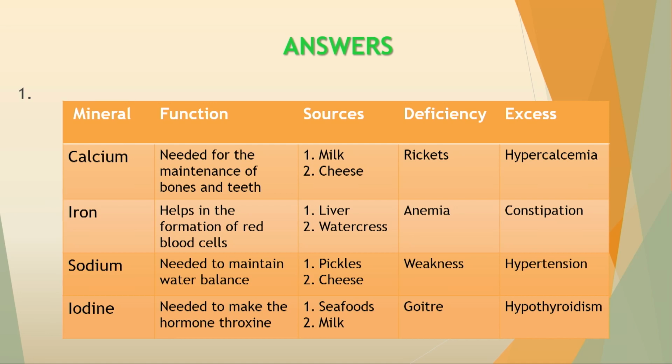Number 2, mineral, iron. It helps in the formation of red blood cells. We obtain iron from liver and watercress. The deficiency of iron is anemia, and the excess may cause constipation.